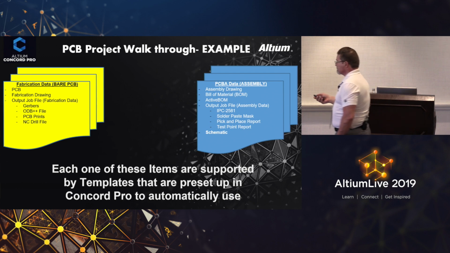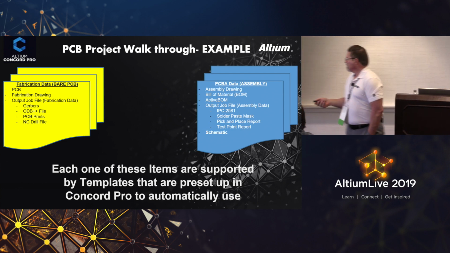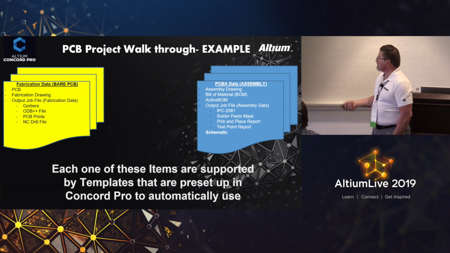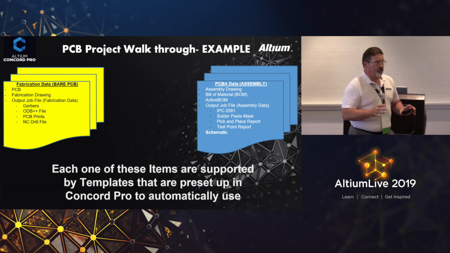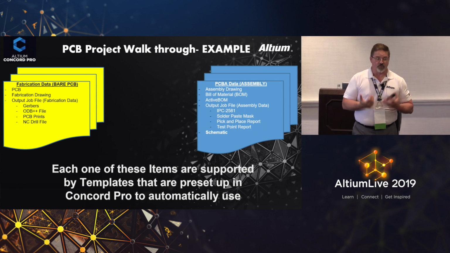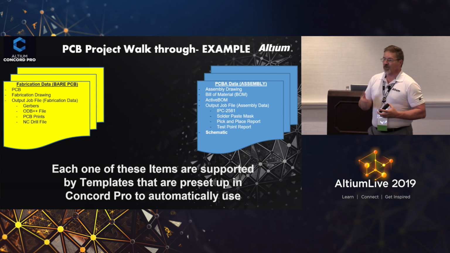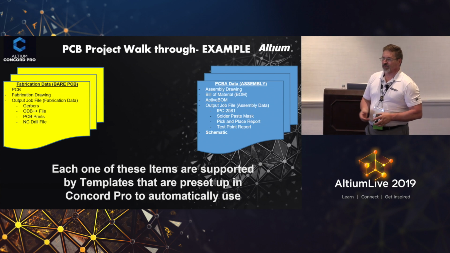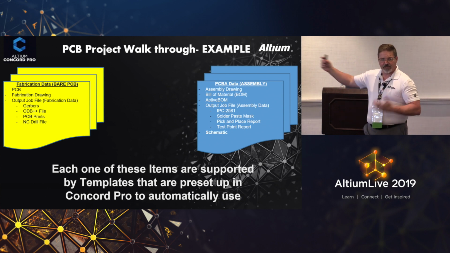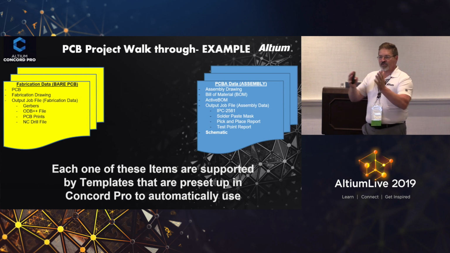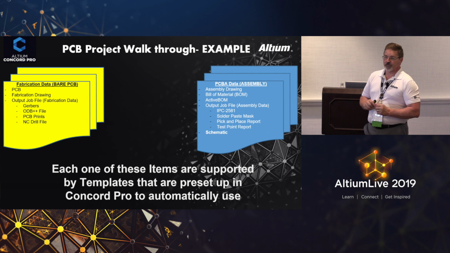Each one of these items is supported by templates that are preset in Concord Pro to be used automatically. This is what makes it really convenient, guys. When I'm working with 50 designers, I don't want them creating new templates for everything or schematic sheets. It's all standardized. Every project is started with the same sheets and the same library. Everything is cookie cutter.